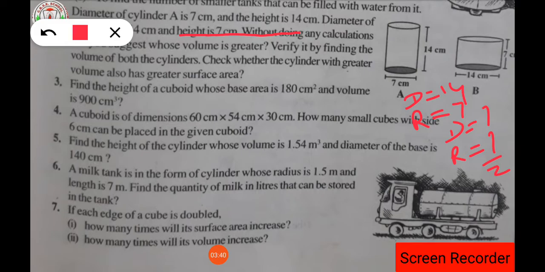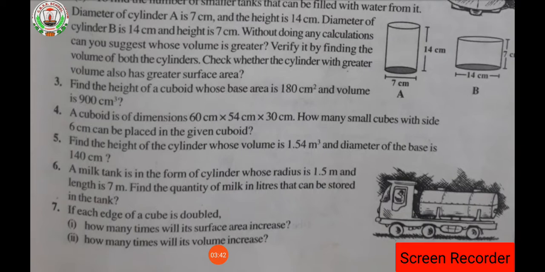Now what we have to do in this question: we have to find the volume of cylinder A as well as cylinder B. Why do we have to find the volume? Because we have to compare the volumes of both cylinders, to see whose volume is greater, either the volume of cylinder A or the volume of cylinder B. In the same way, we have to find the surface area also in the same question. Clear?